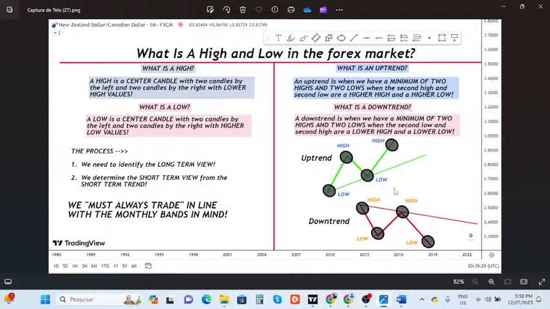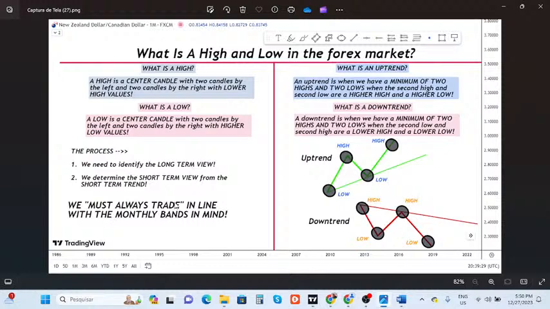Now, something for you today: when you are trading the market, the short-term trend may be up or down, and you want to take note of what I have written down for you here. The process: we need to identify the long-term view. For example, we have to identify the long-term view from the market structure, based on the monthly bands. After that, we also need to determine the short-term view from the short-term trend.